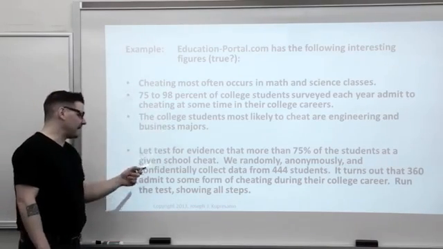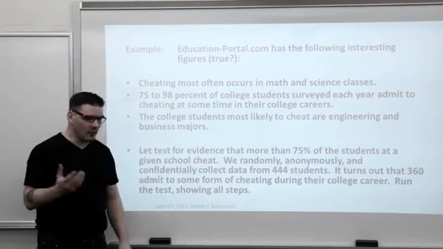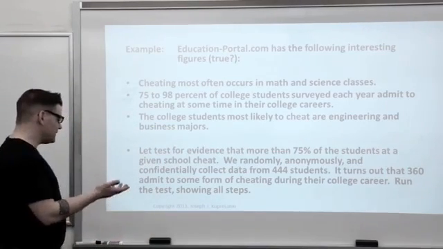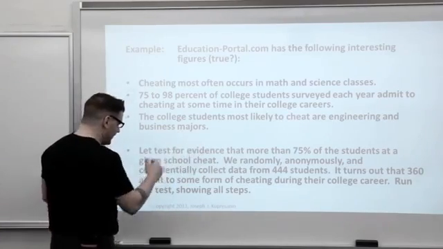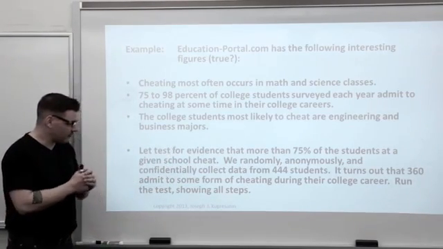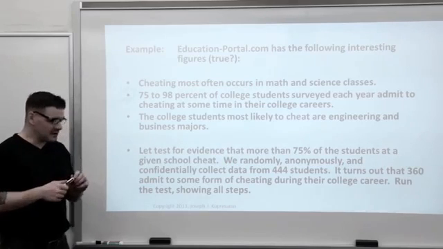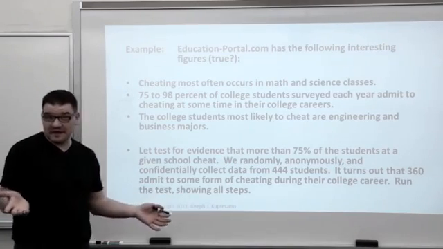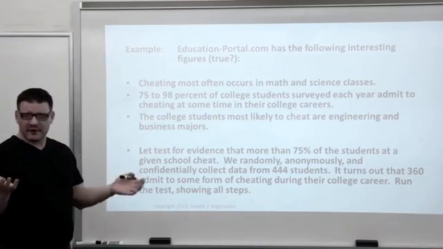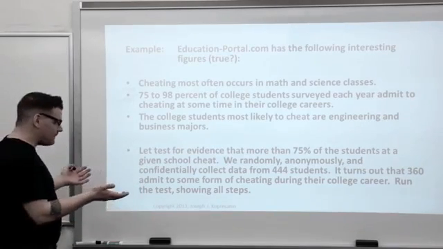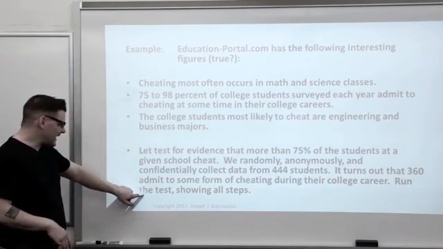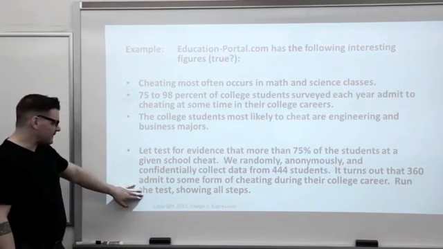So all that being said, let's test for some evidence that more than 75% of students at a certain school cheat. We randomly, anonymously, confidentially collect data from 444 students. It turns out that 360 of them said that they have cheated in the past. So we're going to assume everybody's telling the truth here. There's no funny business with students lying or anything. Run the test, showing all steps.